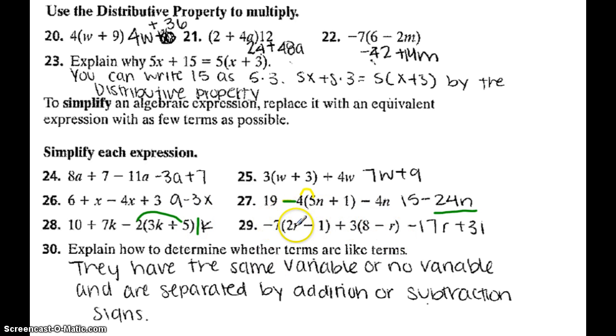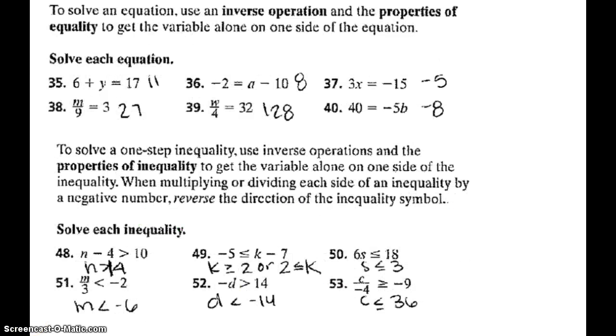Over here, negative 14r's and negative 3r. That's how we get the negative 17. Positive 7, positive 24 gives you positive 31. Then a lot of people said, I don't know how to explain how to determine whether terms are like terms. Well, if they have the same variable or they don't have any variable at all, then they're like terms and they're separated by adding or subtracting signs.